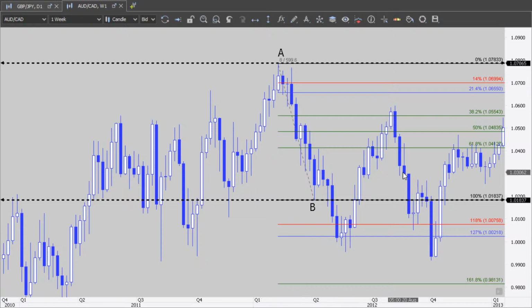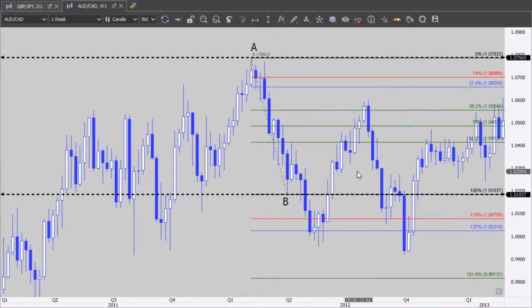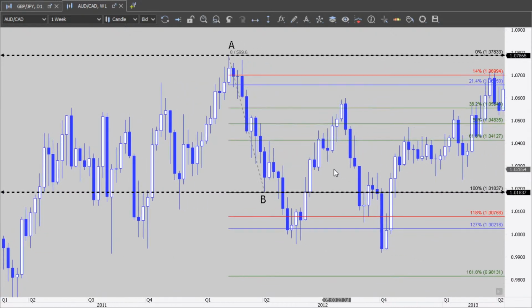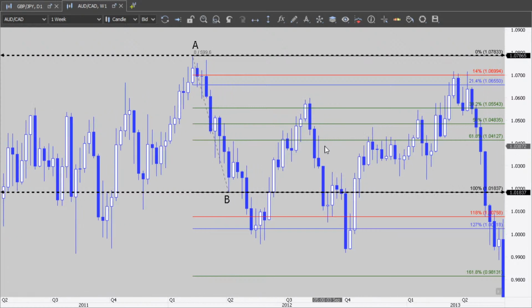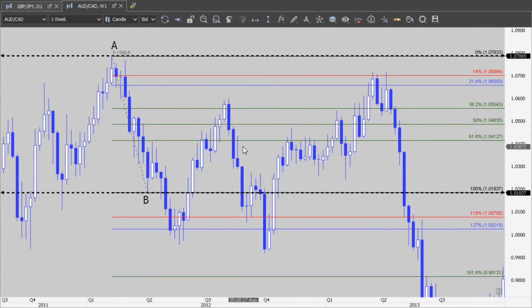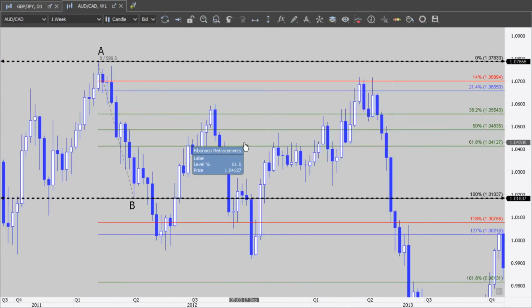So A to B, right? Now, this is the chart, right? So let's analyze the market, everybody. This is the chart, and we are moving the chart, moving the chart, moving the chart. So we have the A, we have the B.